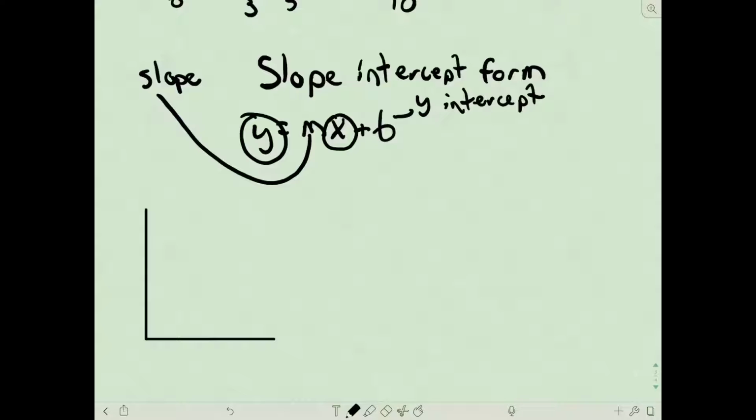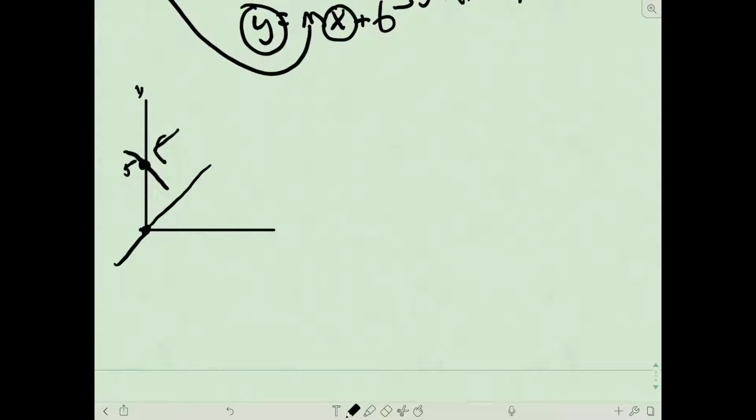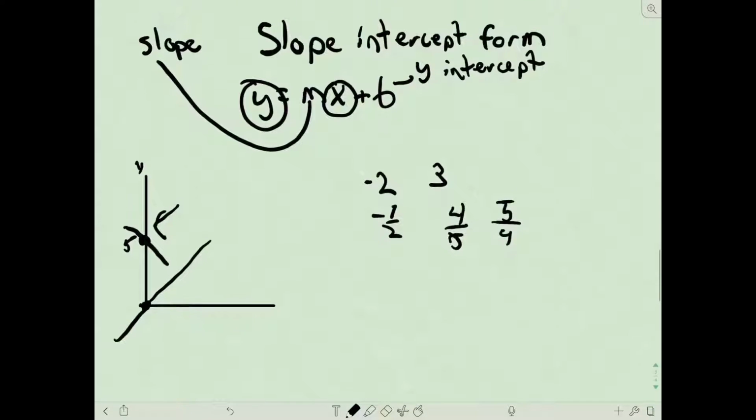Okay, so the y-intercept is just where the graph meets the y-axis here. So if it was 0, and then went from there, this would be the y-intercept. If it was, I don't know, 5, and went from there, then 5 would be the y-intercept, etc. The slope is what we were talking about earlier. It could be any number. It could be negative 2, 3, negative 1/2, 4/5, 5/4. It could be anything that would be a legitimate slope.